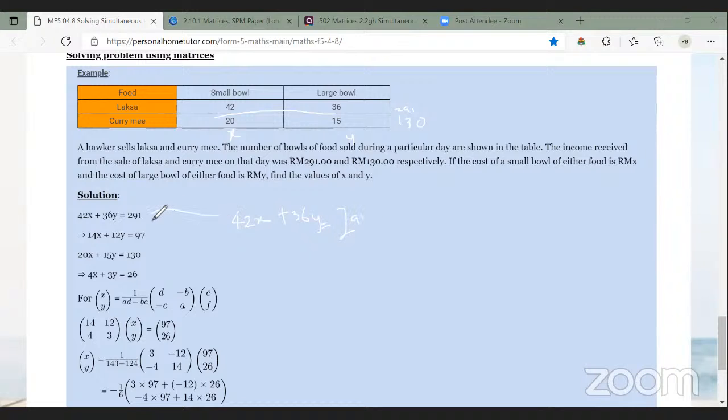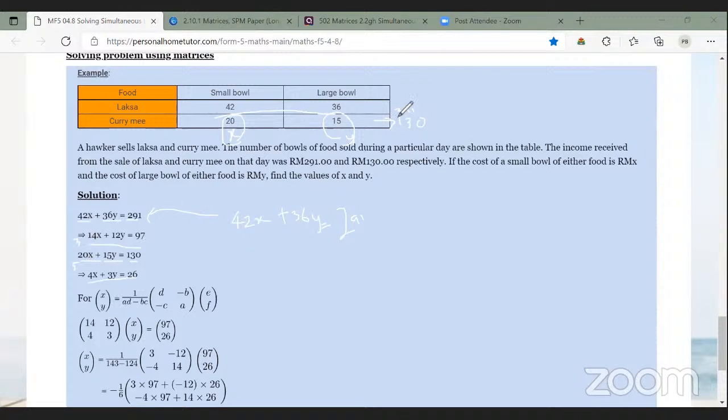So this is what they wrote down over here. And then to simplify, you can break it down to 14x plus 12y equals 97. And to get this, you just divide all of the values here by 3. So then following that concept, we write down the second equation as 20x plus 15y equals 130. Here you can see the 20x plus 15y equals 130. So that's where they got the equation from. Then to simplify, once again, you can divide by 5. So that's how you get the simplified equations.